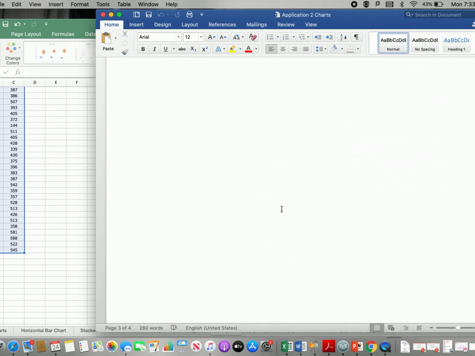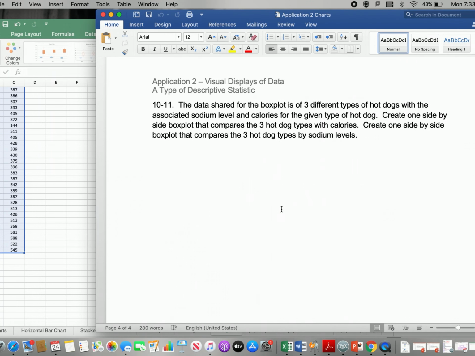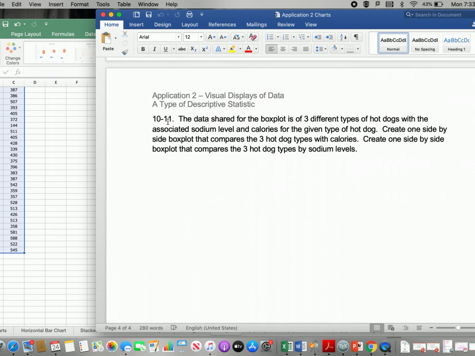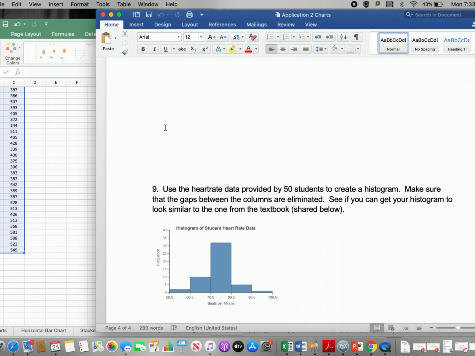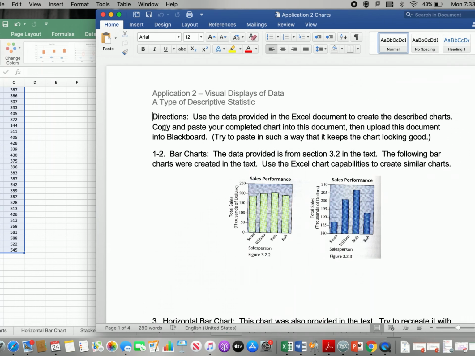There are 11 problems in total. Make sure you get every single one that it asks for, because some of these you've got 2 problems in one because they're asking for 2 different graphs. So make sure that you get that on every single one. There are 11 problems on here. You're going to be doing 11 graphs.